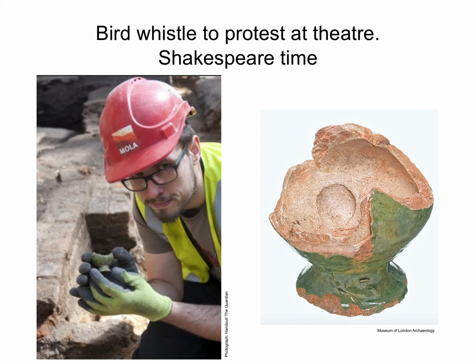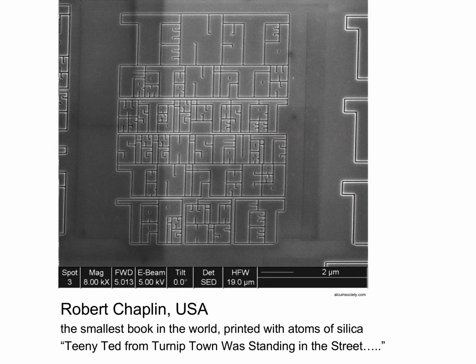Recently, this little bottle form is a whistle found from Shakespearean time to be used in theater for protestation or agreement with what's happening on stage. And the very last image here is the smallest book in the world, printed with atoms of silica, and it reads, "Teeny Ted from Turnip Town was standing in the street," etc., etc. And it is an extremely tiny book made out of ceramics.